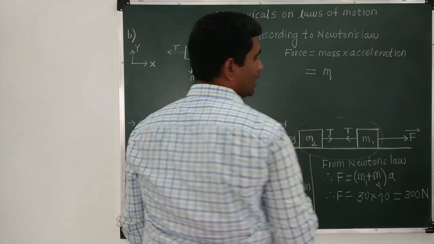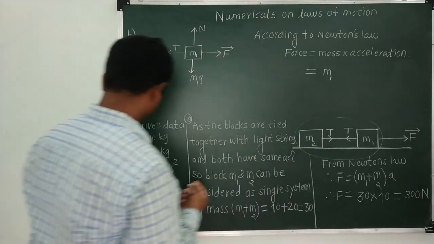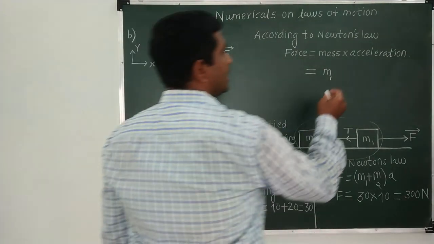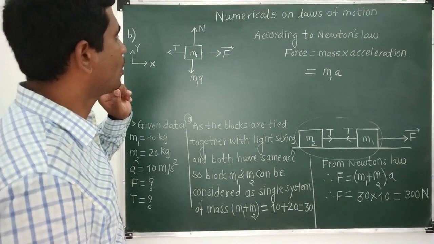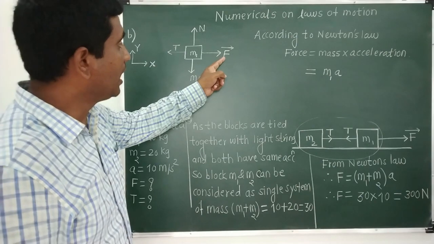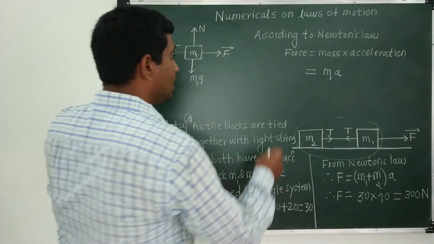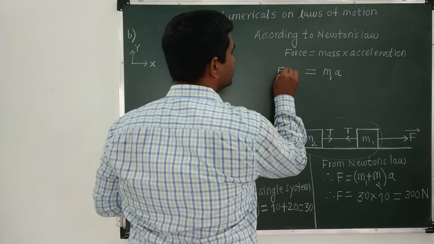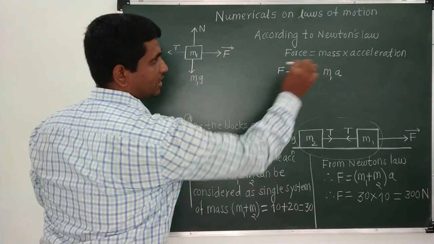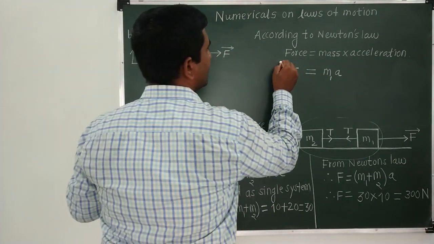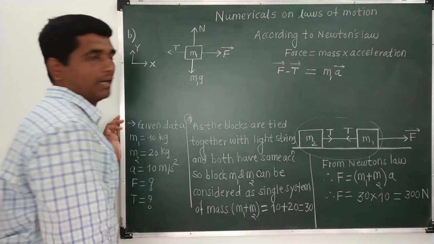And the acceleration of the block, which we have already calculated, which was already given, is A. So it is M1 into A. Now what is the force acting on this block M1? It is F minus T, because the block is accelerating in this direction. It is the net force acting on this block. So this is F vector minus T vector, and this is M1 A vector.